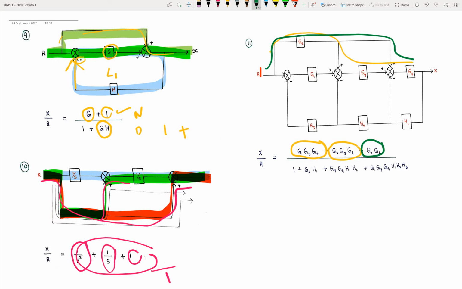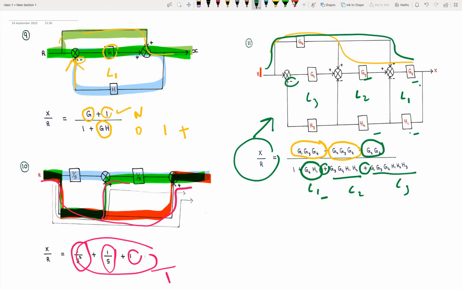Now coming to the loops, in the first loop L1, we have G4 and H1 with a negative sign, so overall it becomes positive. In L2 we have G3, G4, H1, H2, and we have a negative sign, so overall it becomes positive since we multiply with the minus sign. And in L3 we have G1, G3, G4, H1, H2, and H3. We have a minus sign here, so overall it becomes positive. So it is L1, L2, and L3. This is how we find the overall transfer function for a given block diagram. Thanks for joining. Thank you.